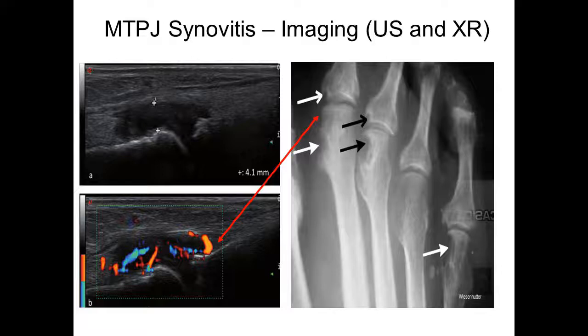On the left-hand side of the screen, we have the ultrasound image of that joint, taken from a dorsal longitudinal approach. What we can see in the top image is essentially grayscale synovial hypertrophy, where we can see distension of the joint capsule because of hypertrophy and hyperplasia of the underlying synovium associated with rheumatoid arthritis. That would be grade 3.